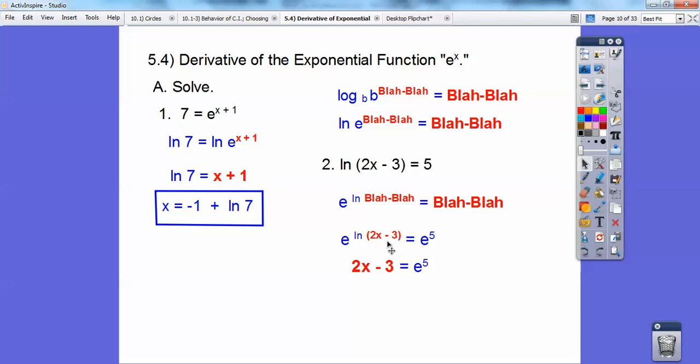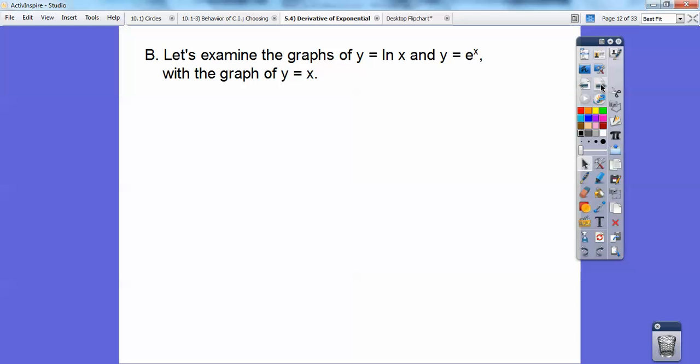Now I'm going to use the blah blah rule. This 2x minus 3 is what comes out right here. So I'm going to add 3 to both sides and then divide by 2, and you get x equals e to the 5th plus 3, all over 2. Remember doing that in algebra 2? All right, so let's examine the graphs of y equals the natural log of x versus y equals e to the x. And they're inverses of each other.